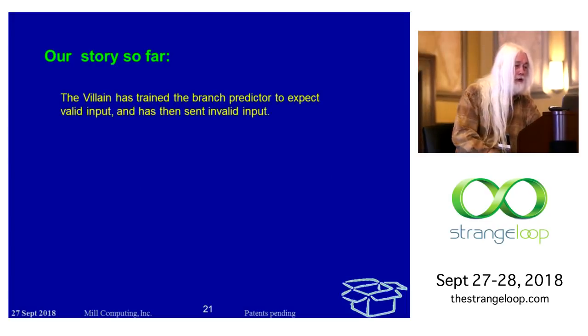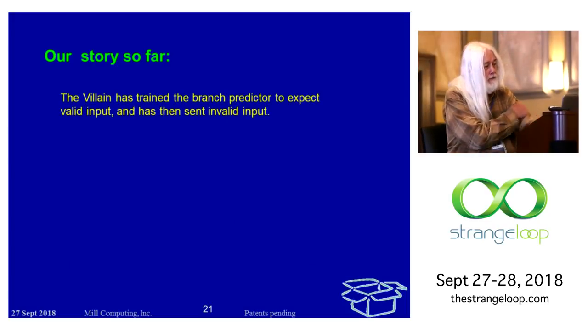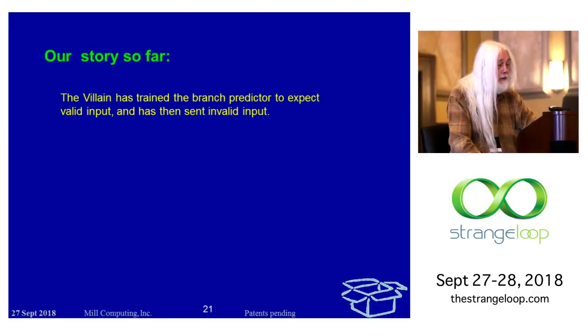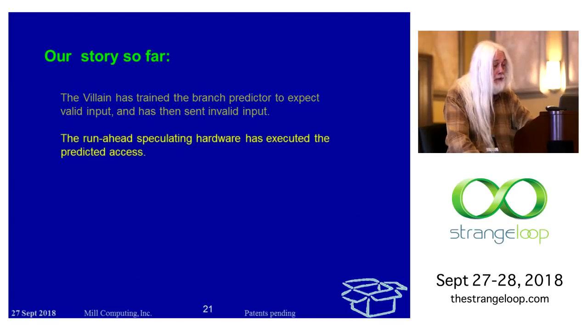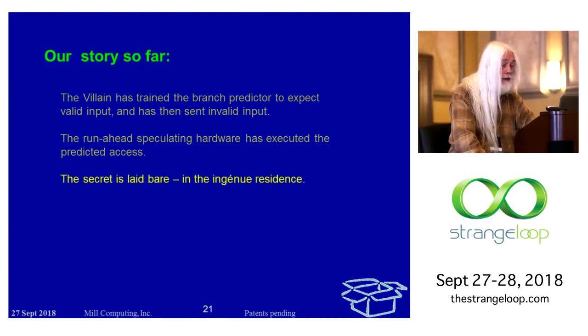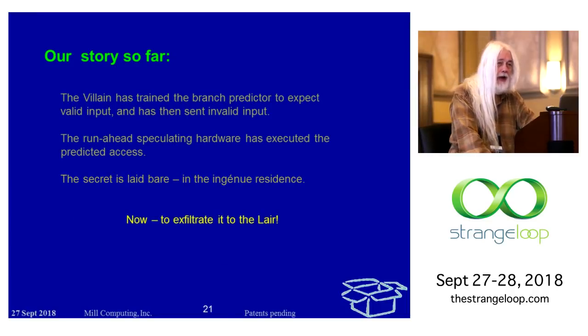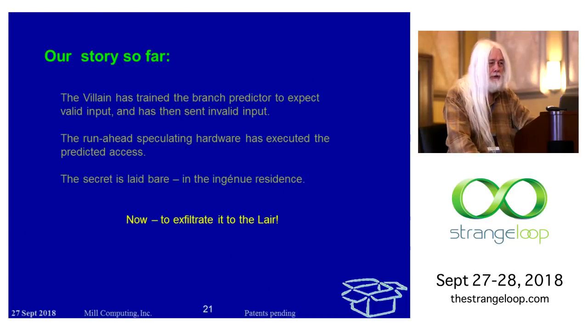Now, in our story so far, the villain has trained the branch predictor to expect valid input and then sent invalid. Run-ahead speculating hardware has speculatively executed the predicted access. The secret has now been laid bare, but it's still only in the ingenue's core. Now we have to exfiltrate it back out to the villain.